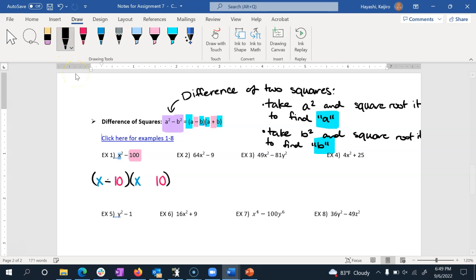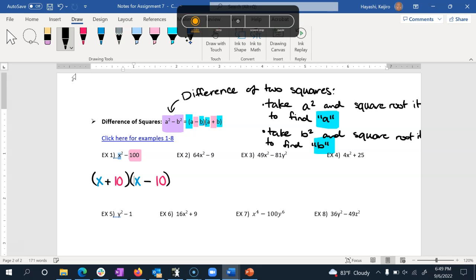One sign is a plus, one sign is a minus. It doesn't matter which one goes first, it doesn't matter if you put x minus 10 first or x plus 10 first, as long as you have both of them. But yeah, x squared minus 100 factors into x plus 10 and x minus 10.